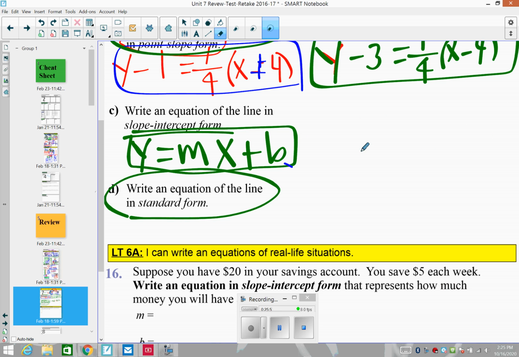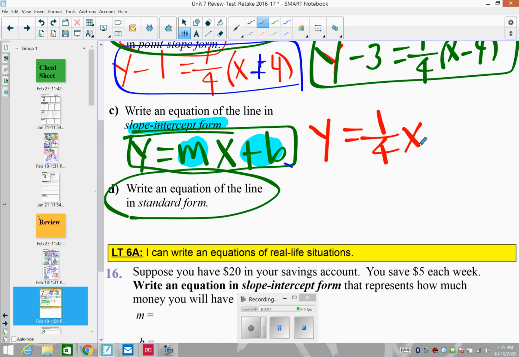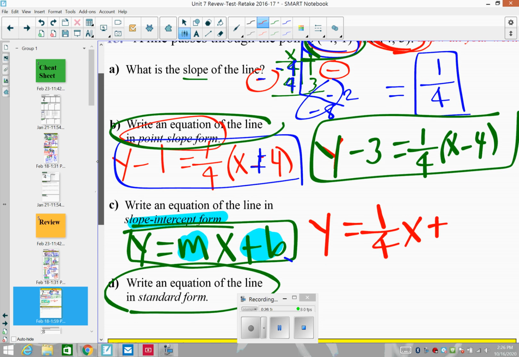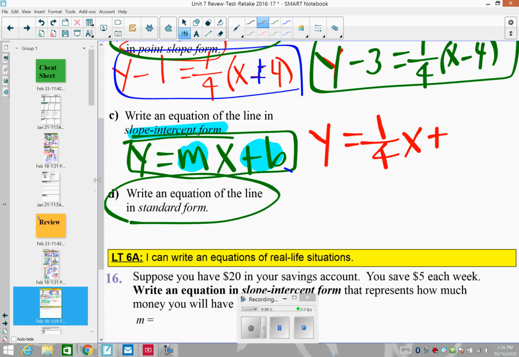So if we are going to write in slope-intercept form, here's my slope and here's my y-intercept that I just found. And you can rewind if you were wondering where I got that again. So that's 1/4 x. And I forgot what the b was now because I'm distracted by my dog. What was the b? I gotta pause and figure it out again.